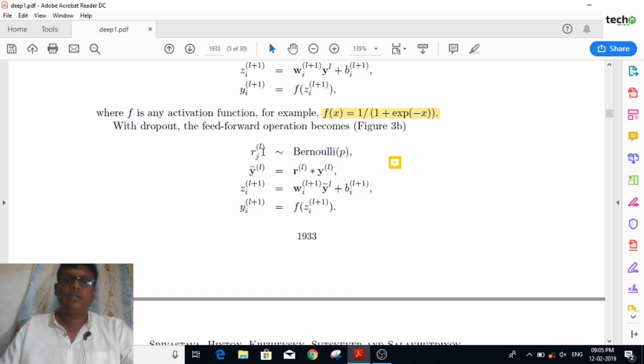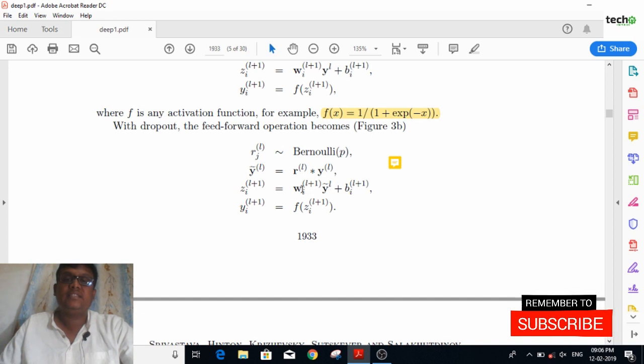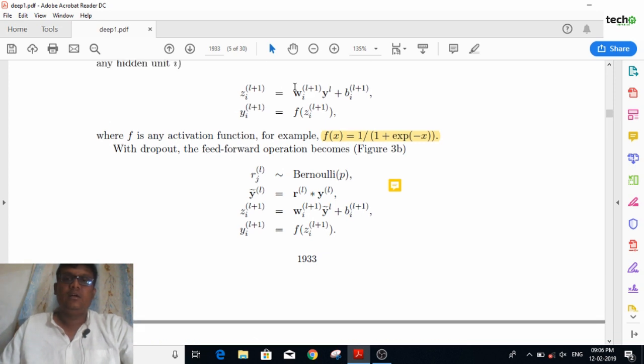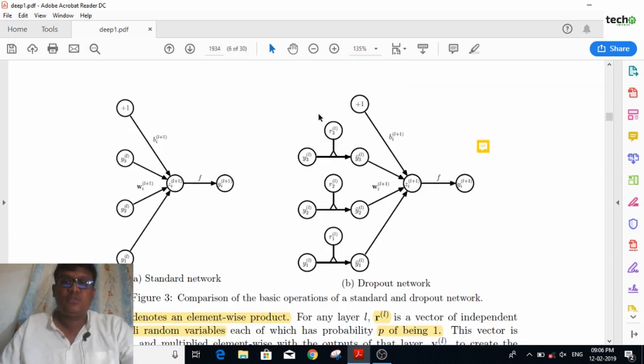RL is going to store the random probabilities. This RL will be multiplied by the previous output, and it is obtained as Y dash L. Zi is then obtained by multiplying Y dash L with weights and adding biases. These two steps are the same as in a standard layer. Only the addition here is that the random probability is multiplied with the output of the previous layer. That is what is shown in this figure.